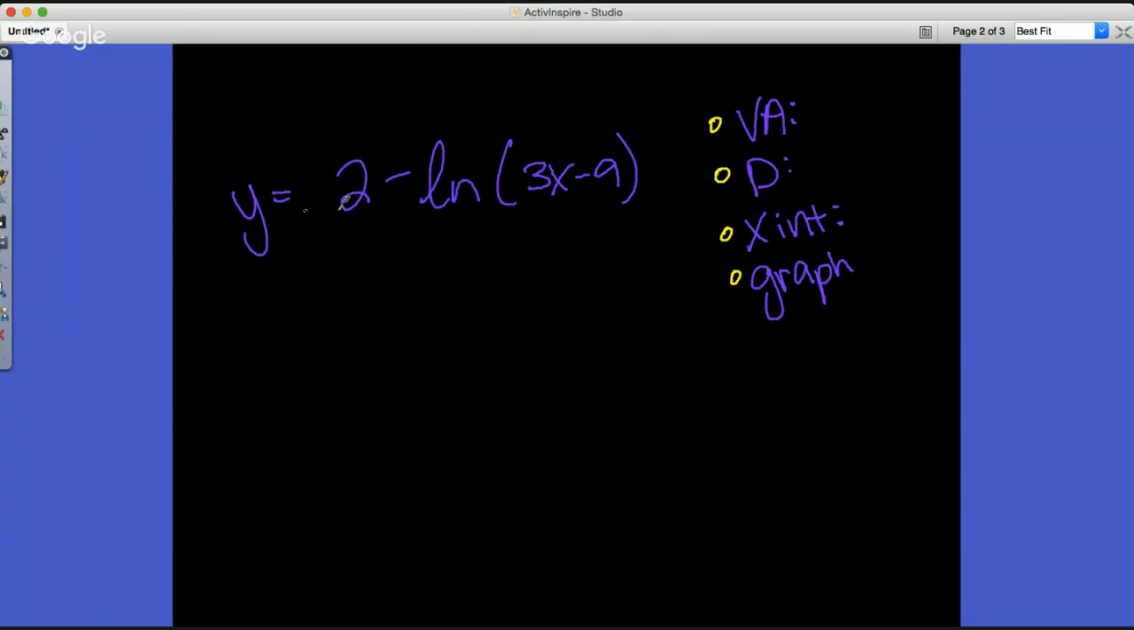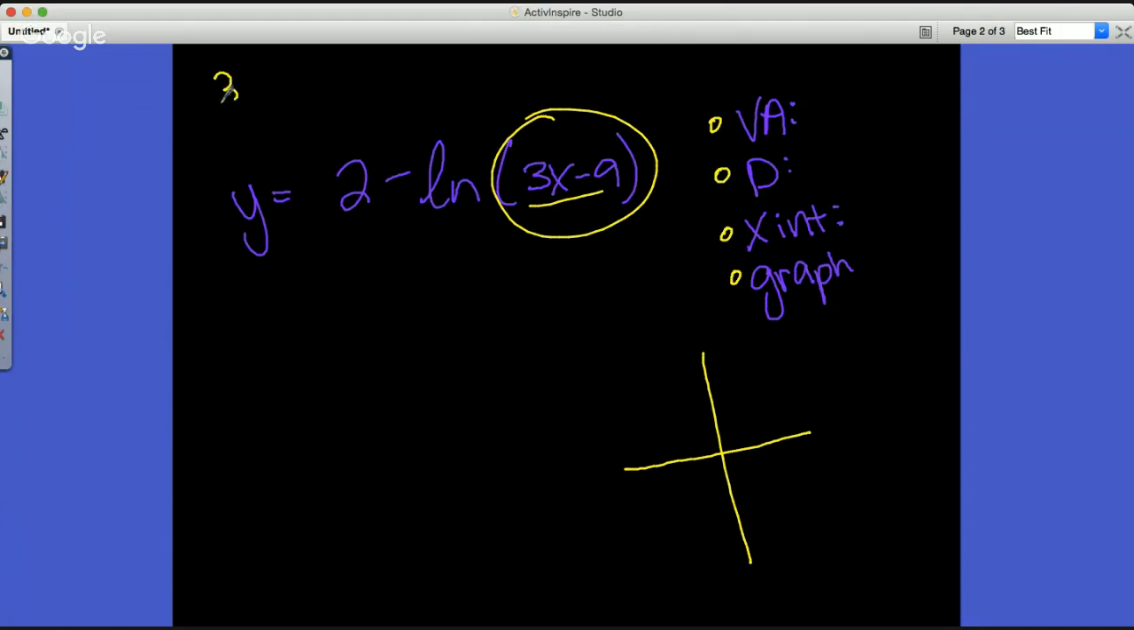All right, so first thing we want to do is figure out what our VA is. And remember, whatever's on the inside affects where our VA goes. So if we set 3x minus 9 equal to 0, we could actually add 9 and then divide by 3, right? So x is equal to 3. So we're going to go 1, 2, 3, to where my vertical asymptote would be x equals 3.